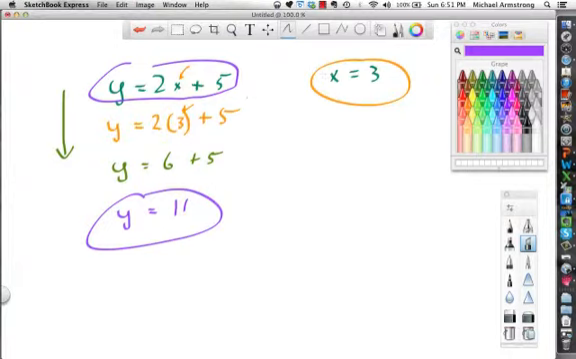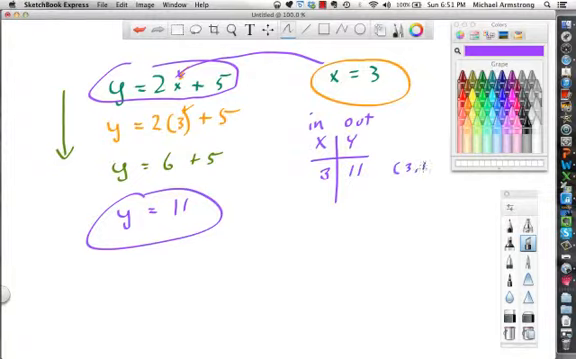And it's what I get if I put x equals 3 into the x. If I put that in, I get y equals 11. And on my input-output table, x, y, if I put 3 in for x, I get 11 out for y. And then my ordered pair would look like this. And I could graph it on a piece of graph paper.